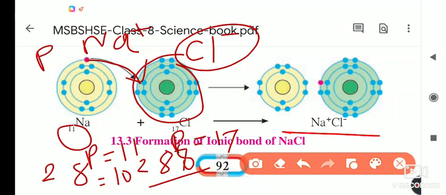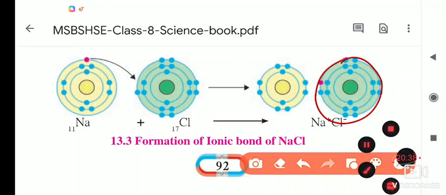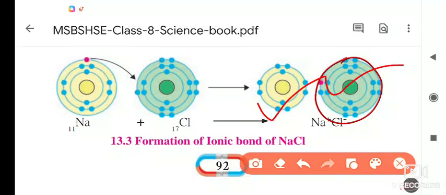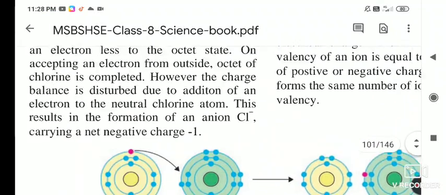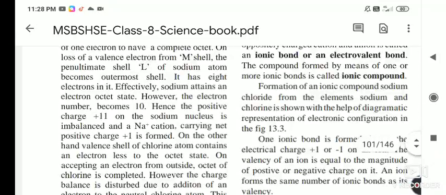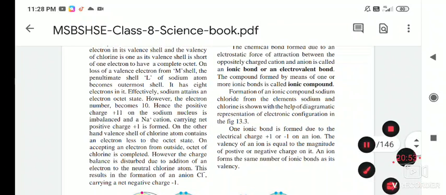And here the exchange of the electron is shown. One electron from sodium's outermost orbit is donated and enters the chlorine's outermost orbit. The octet of both sodium and chloride is completed, and they become stable, and this is nothing but our common salt. The meaning of the paragraph I just read is given in the figure.